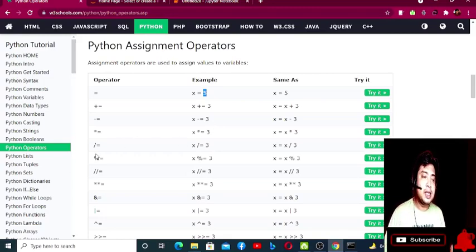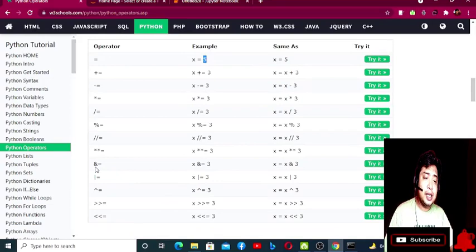Then exponent is the same, modulus is the same, division is the same. There is another thing called modulus, also with the same expressions. Then floor division also, as well as exponential, are the same. This is called multiplication. Okay, and this is and.